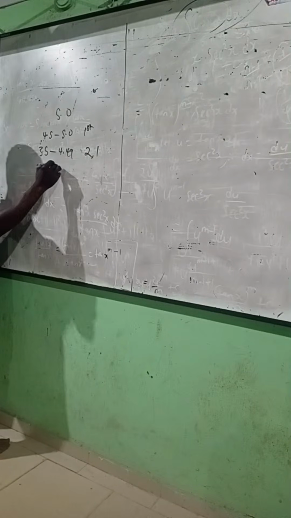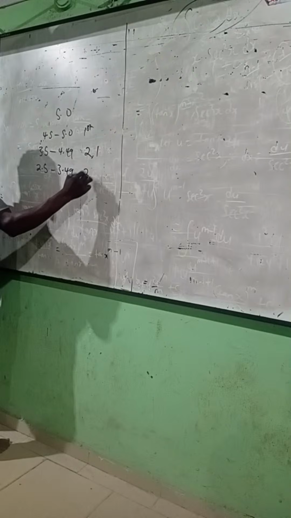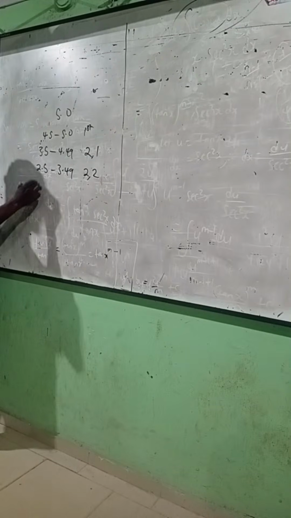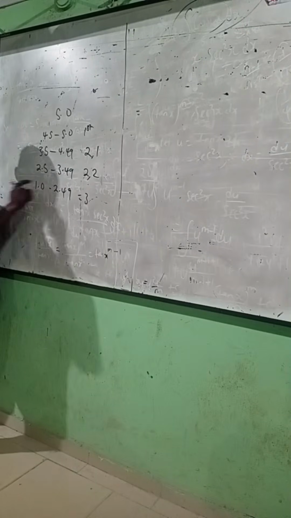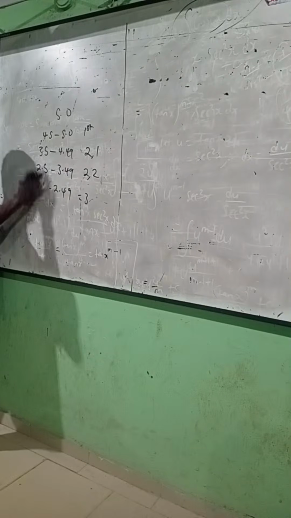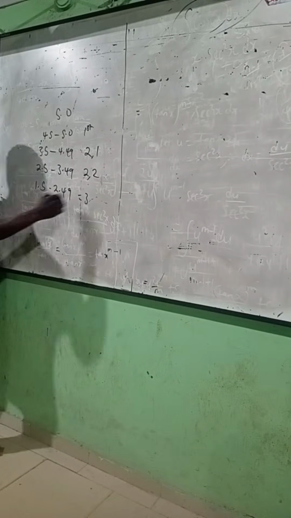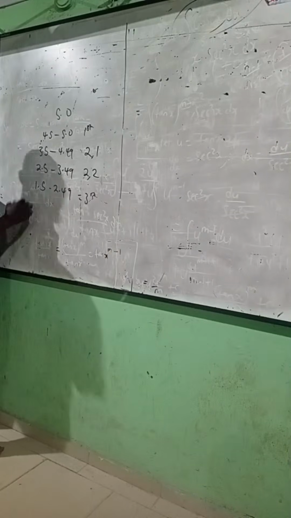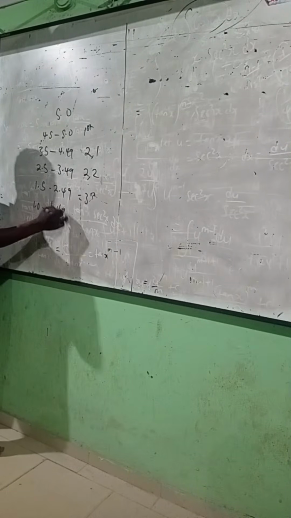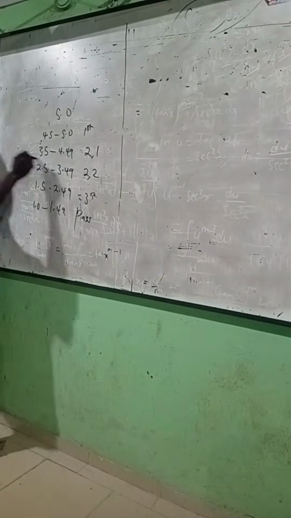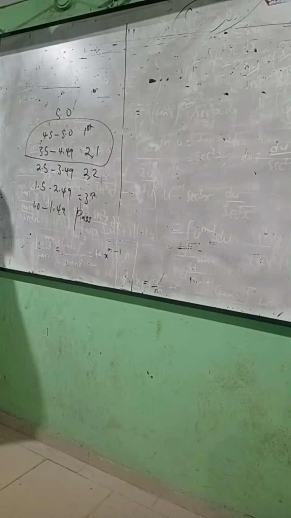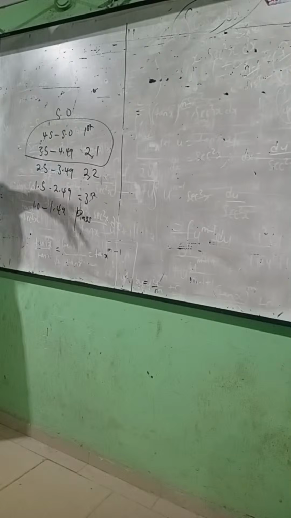2.5 to 3.49 is second class lower, 2-2. 1.5 to 2.49 is third class, I think 1.5 if I'm not mistaken. Then 1.0 to 1.49 is pass. So at least just fall here to be very okay. Because if you don't build it in 100 level, it will be very, very difficult.